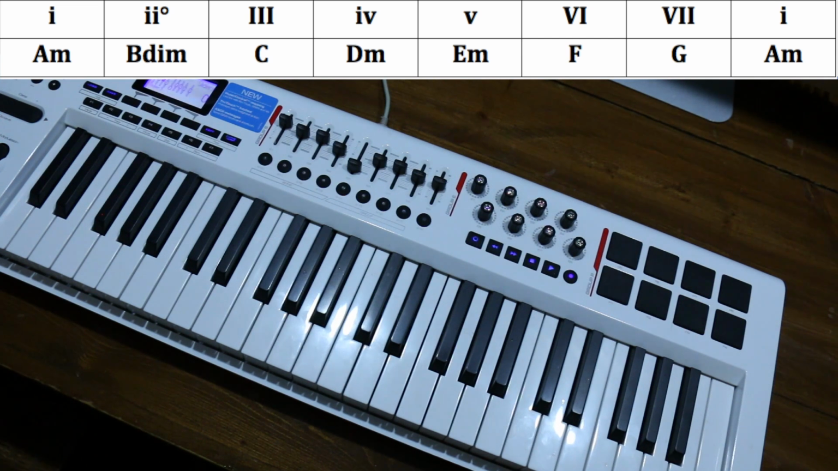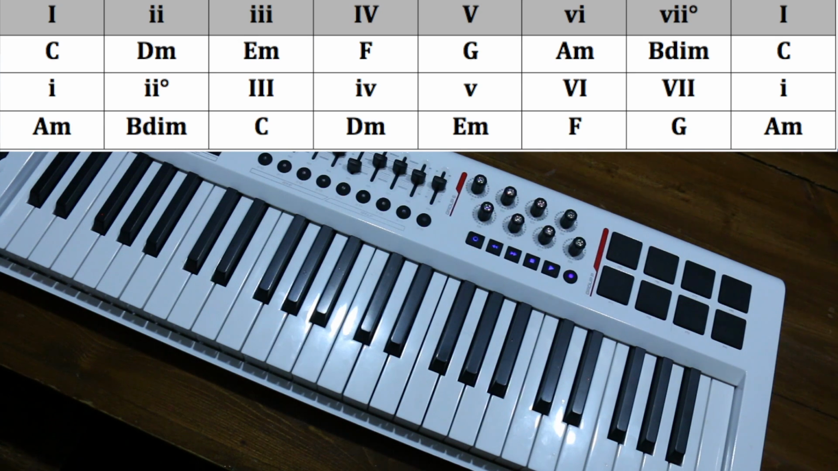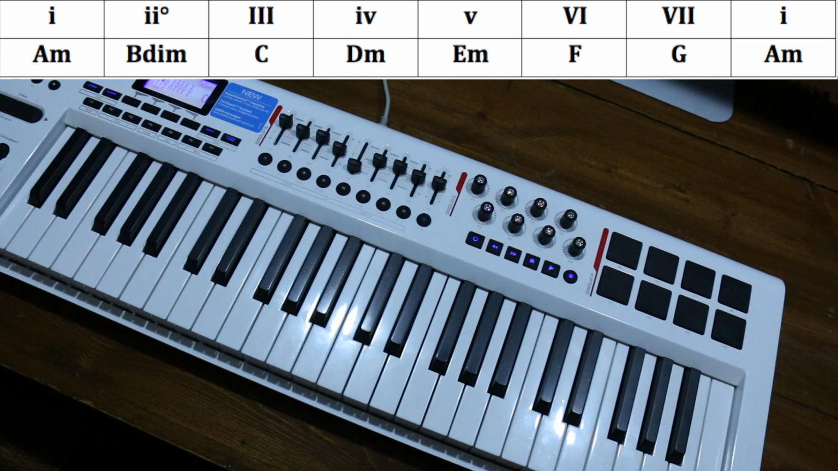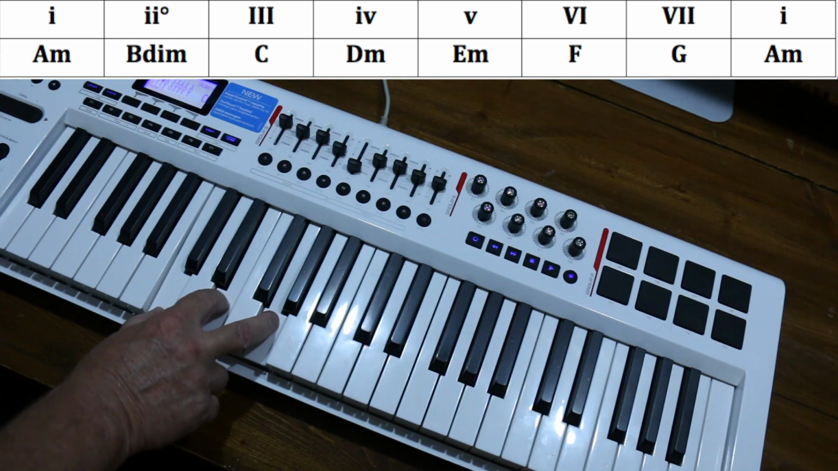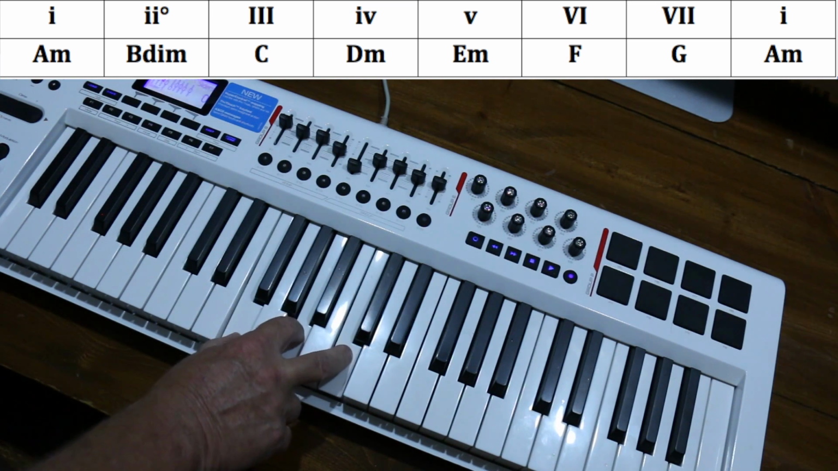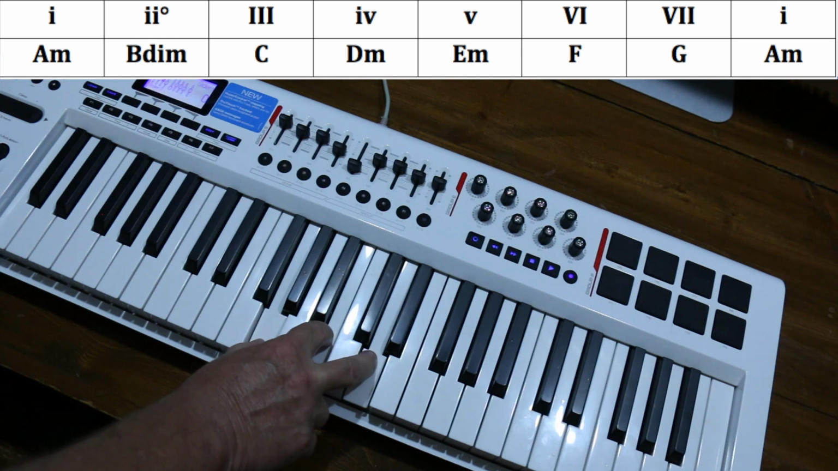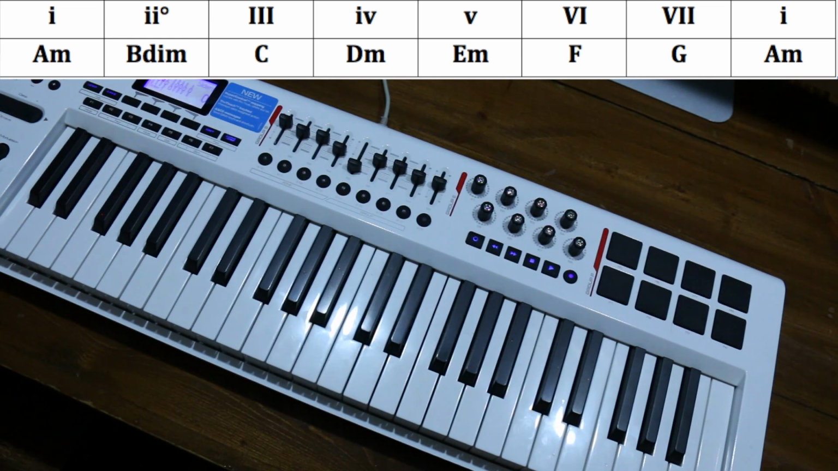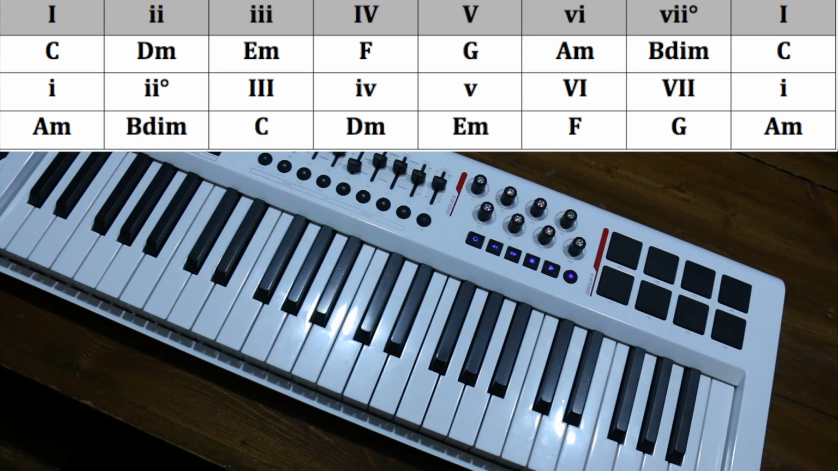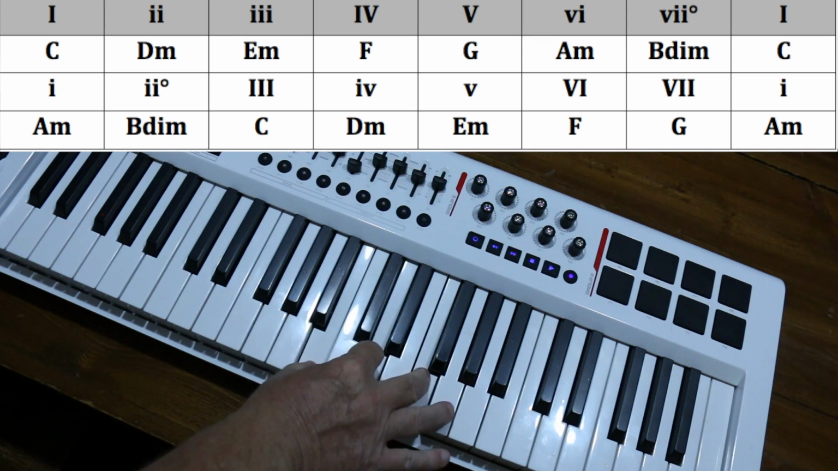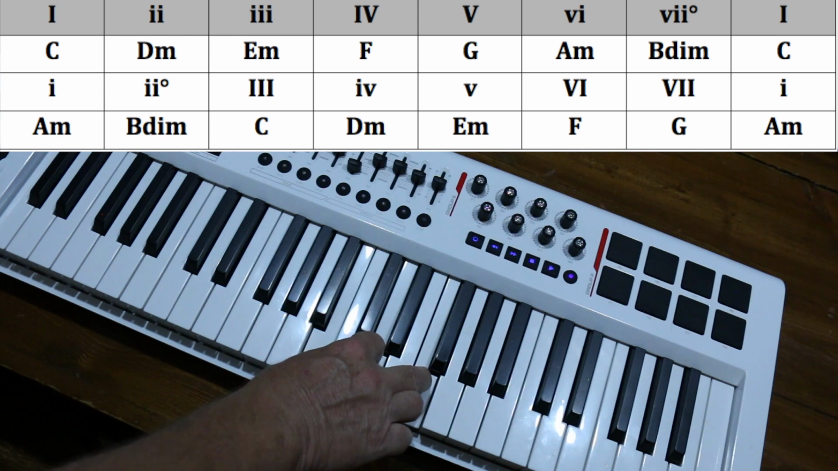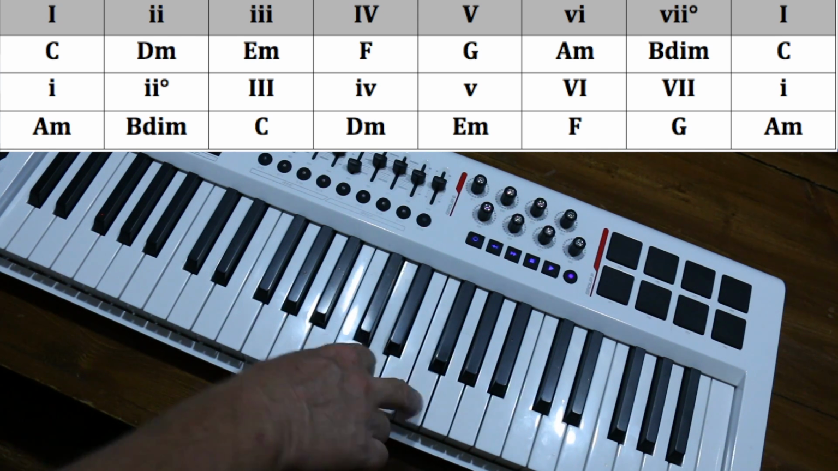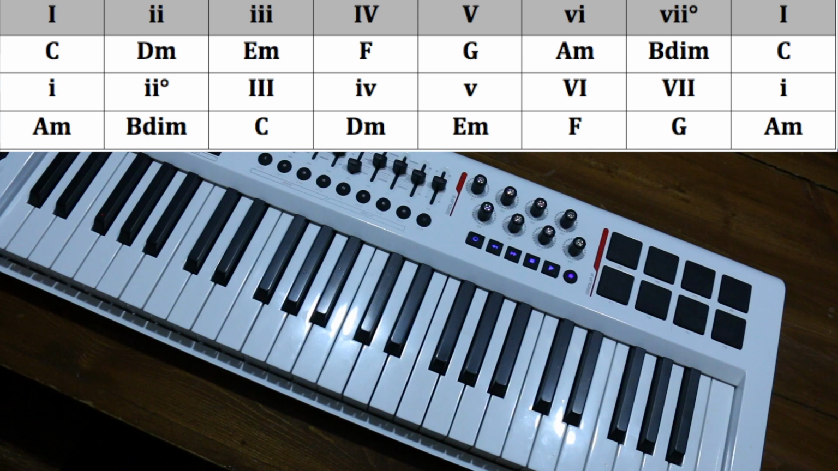Now that is exactly opposite of what we had in a major key. The 1, 4, and 5 were all major chords. And now the 3, 6, and 7 are major chords. C, F, and G. That's the 3, 6, and 7. So this is exactly the opposite of what we had in a major key. Now I know the 2nd is a diminished chord, and that was the 7th degree in the major key, but it's still a minor chord. It has that minor 3rd.